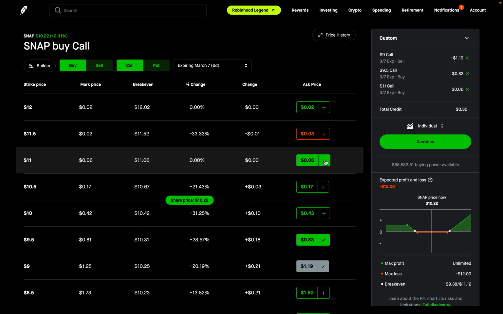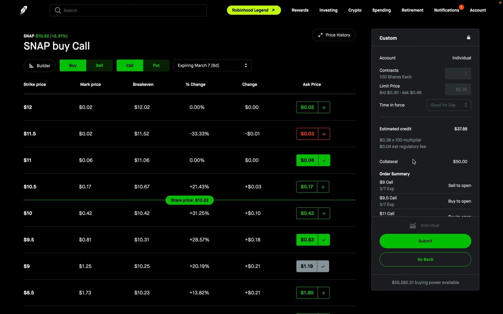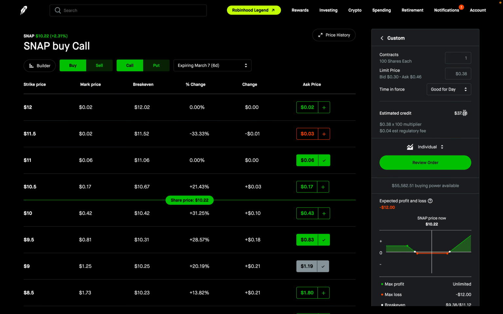And so as you can see, we're still going to put up collateral. Still going to be the same, $50. We're still entering for a credit. It's going to be a little bit less. But you can already start to see how this trade might benefit us here when we are expecting a rather big move up or down.